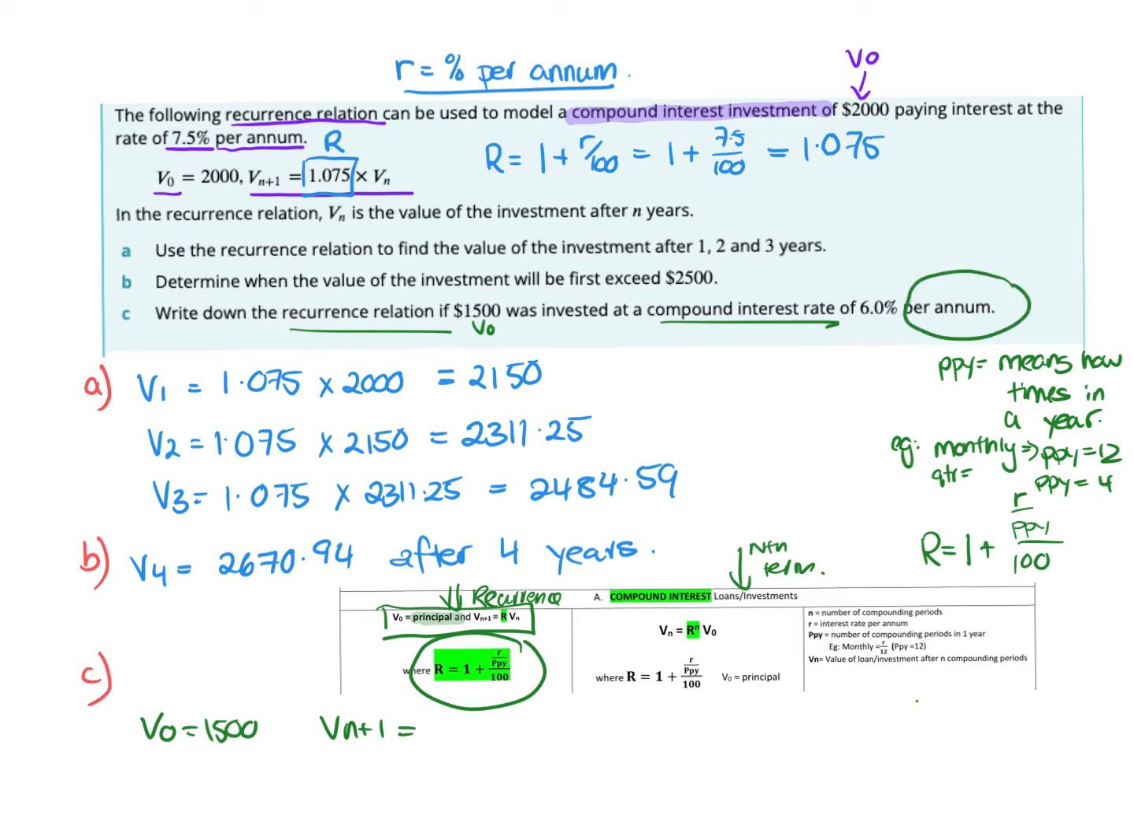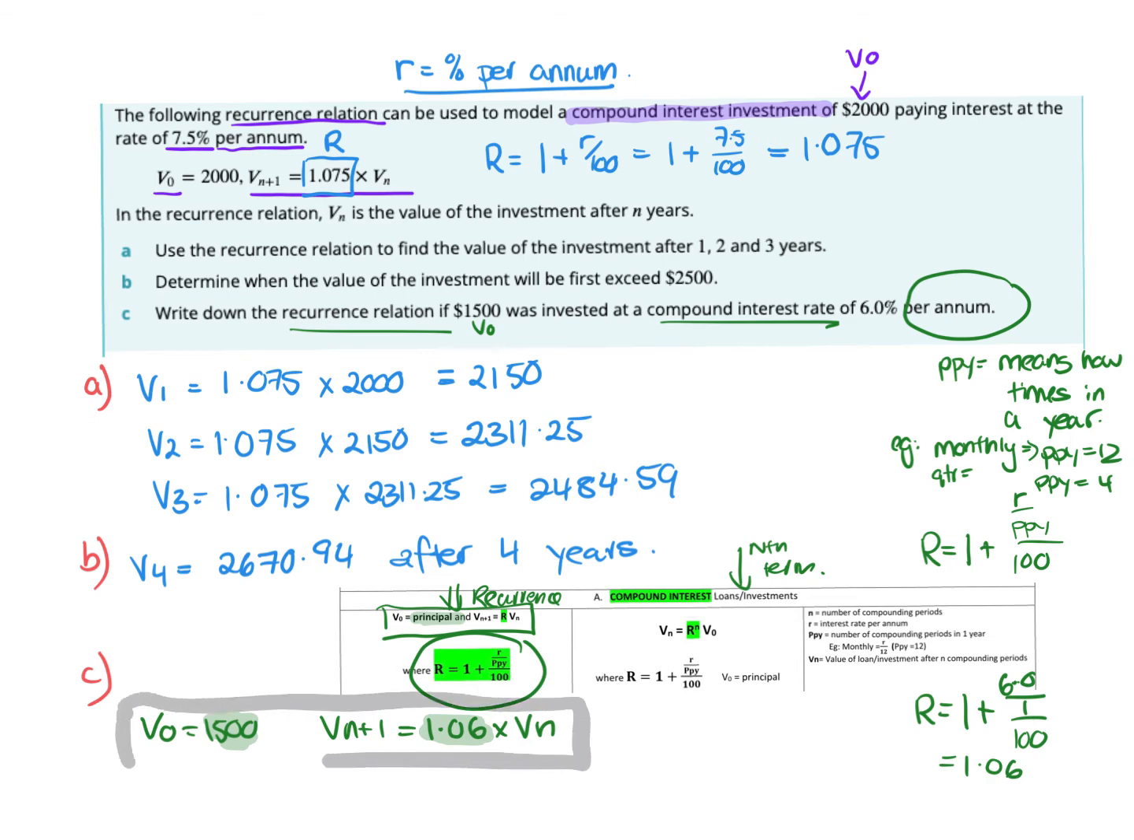So if I was working out the R in this example, I'd do 1 plus the rate, which is 6. Now they're just saying per year, so PPY means once a year, and over 100. So you'll end up with a value of 1.06. So the recurrence relation will say 1.06 times the term before, so Vn. You can see this was the only value I had to fill in, and same with that one. So there is the answer to the recurrence relation.